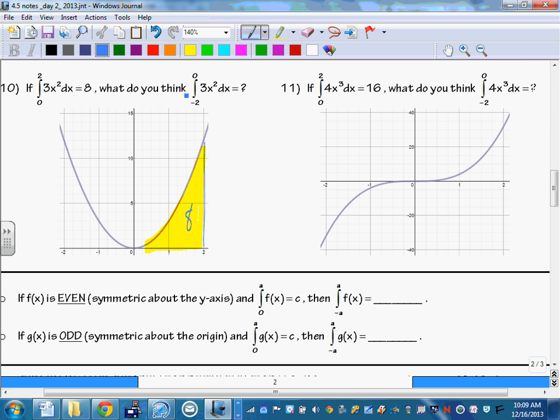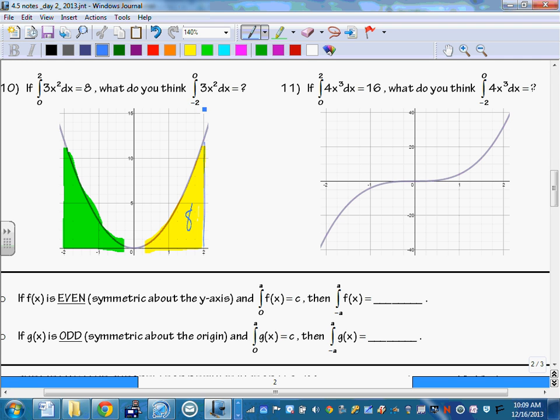What do you think the area is going to be from negative 2 to 0 of 3x squared? So what do you think that area is going to be? Why would it be negative 8?